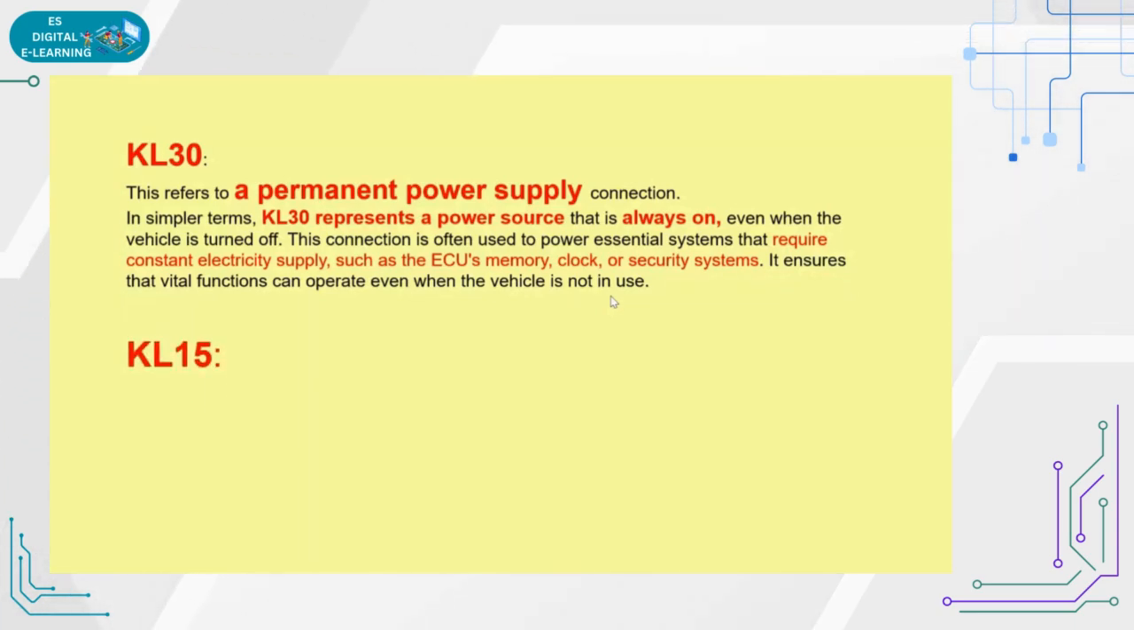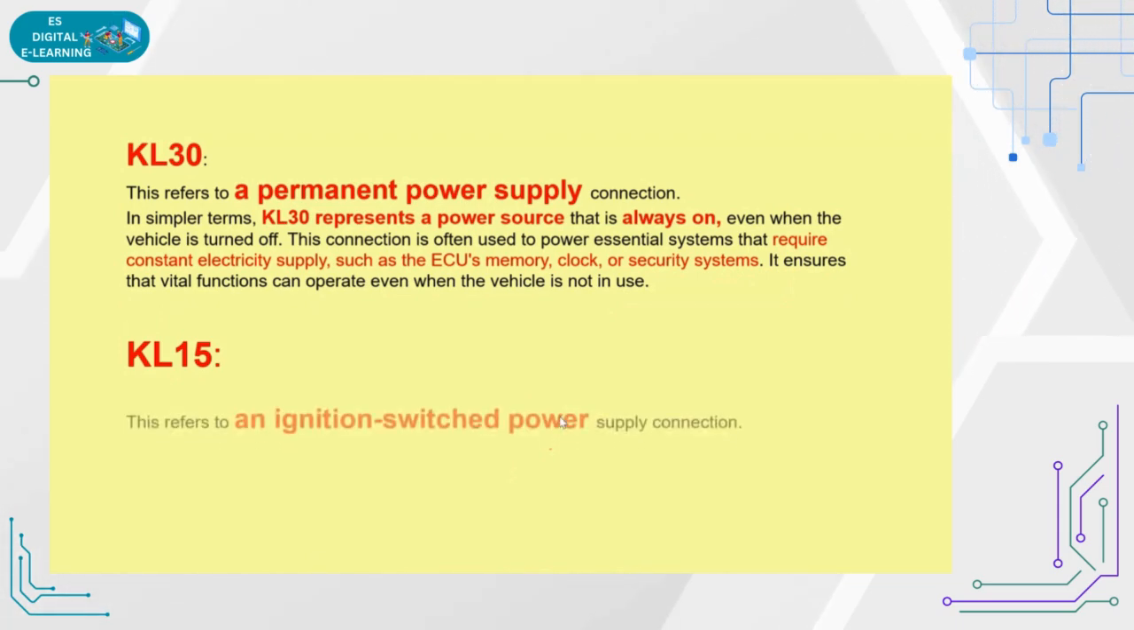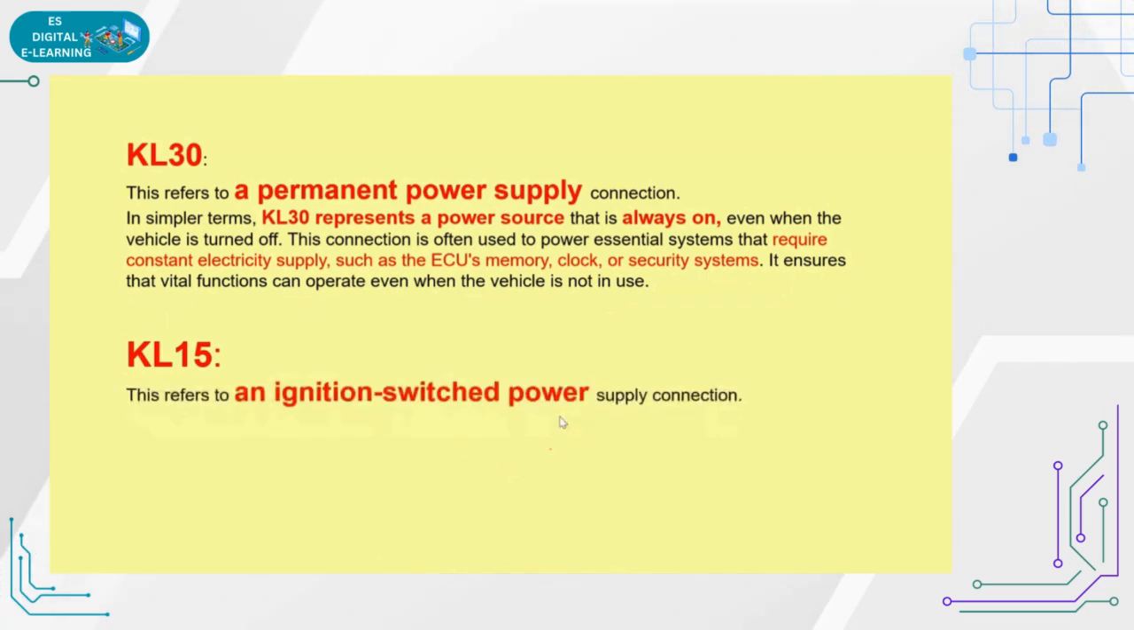So KL15 is like the ignition key. After power supply, what we have is the ignition key. So write down ignition key. You can write down KL15 is the ignition switch power, or ignition switch power connection. Like that you can give.